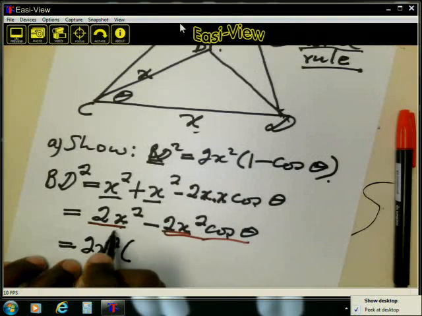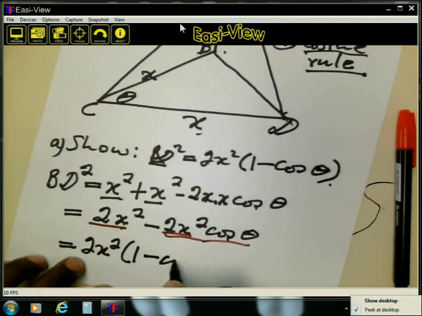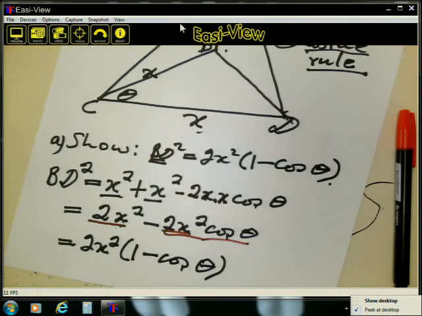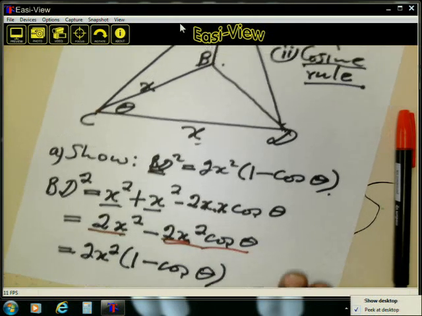And we are left with 1 here, and cos theta here. It might have looked formidable to you. It might have looked completely difficult.